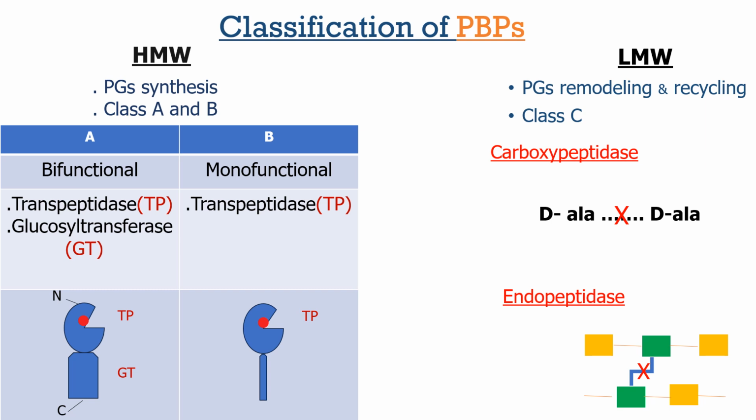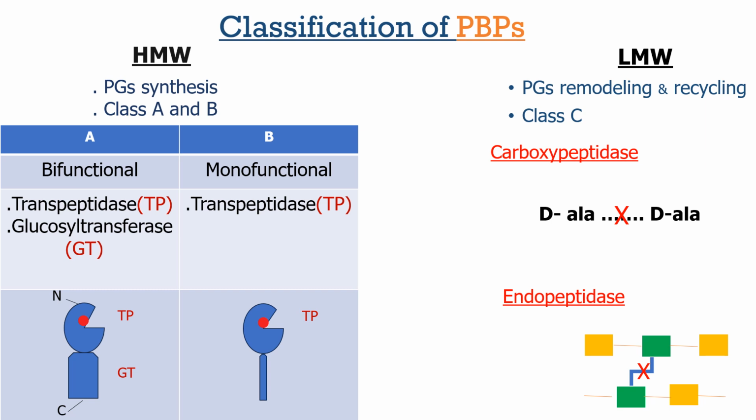They are classified into high molecular weight proteins and low molecular weight proteins according to their molecular weight. A bacterial cell wall usually has both types, but high molecular weight proteins are more important because they are responsible for the synthesis or building of peptidoglycan layers. They do this by two mechanisms, the transpeptidase action and the glucosyl transferase action.